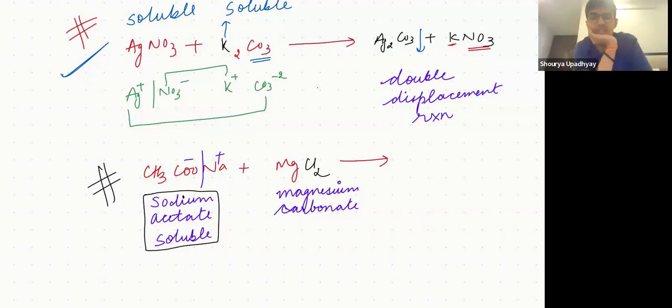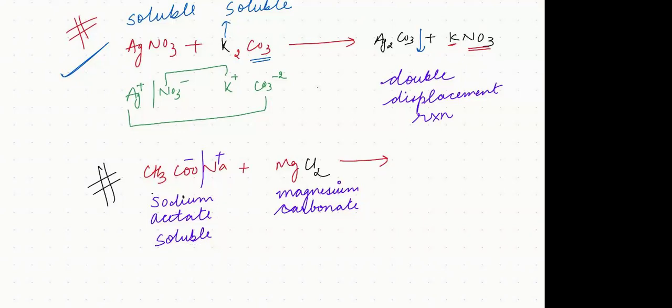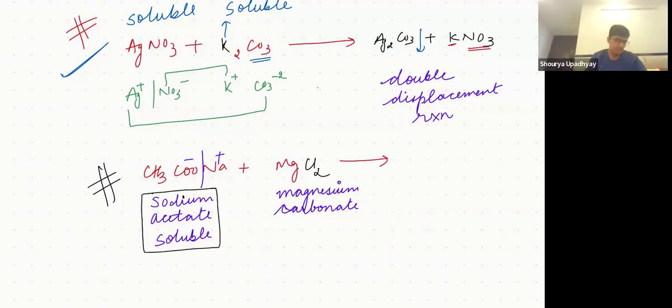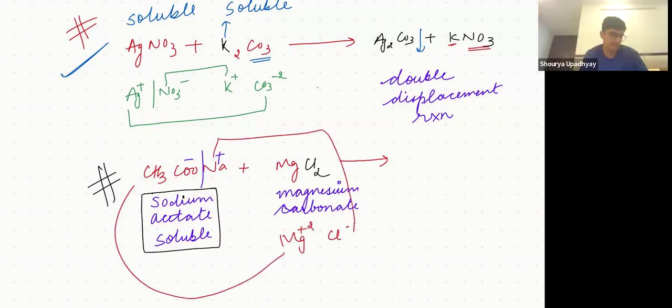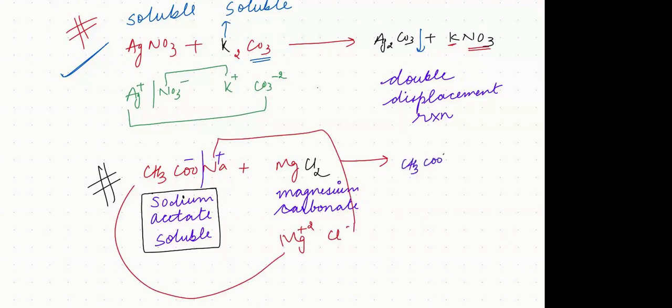Sodium acetate is soluble, and magnesium chloride is also soluble because all chloride salts are soluble. So we have sodium acetate, which is soluble. Yes or no? Now you tell me. So negative goes with positive. It becomes Mg plus 2 and Cl negative. So negative goes with positive and positive goes with negative. So what do we have? We have (CH3COO)2Mg, and we have NaCl.